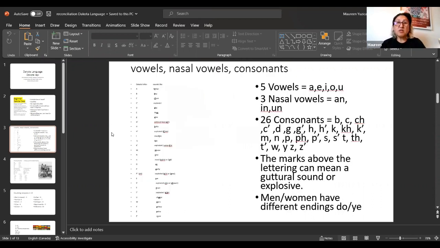So again, the vowels, nasal vowels and consonants. We have five vowels, A, E, I, O, and U, and three nasal vowels. And again, we say it through our nose, like it's a plugged nose. It's a nasalized sound, N, with our nose. When we write it, it has a little tail at the bottom of the N.